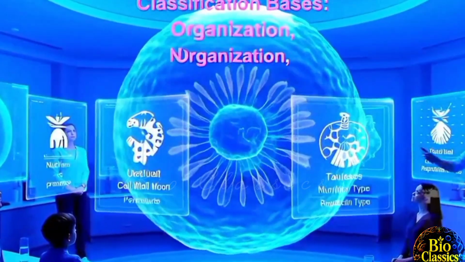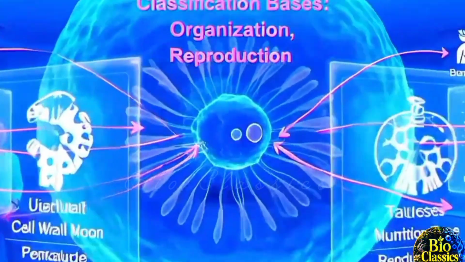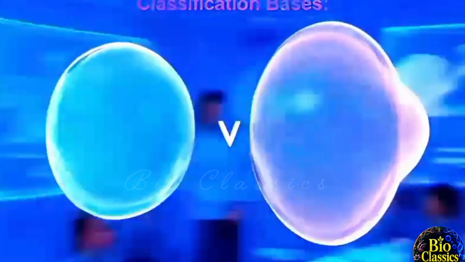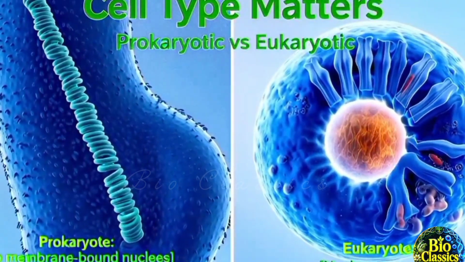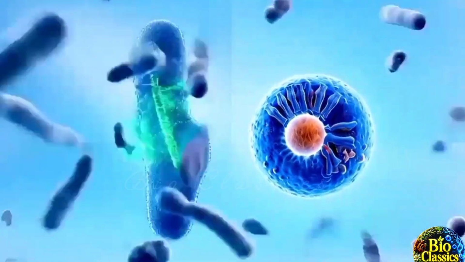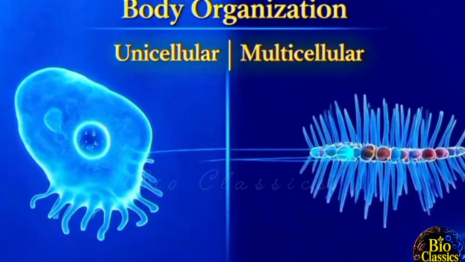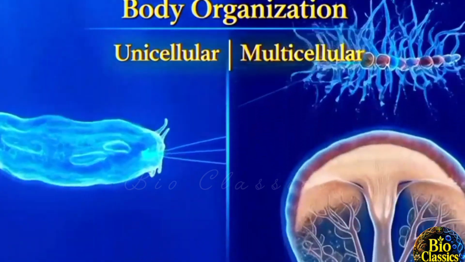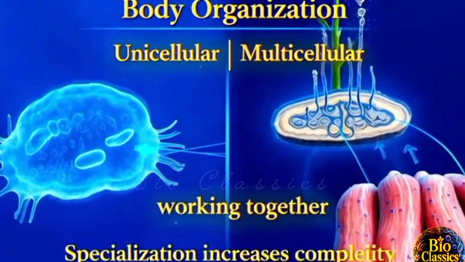Biologists classify organisms using cell type, body organization, nutrition, and reproduction. One major dividing line is cell type. Prokaryotes lack nuclei, while eukaryotes contain complex organelles. Some organisms live as one cell, while multicellular life uses specialized cells working together.